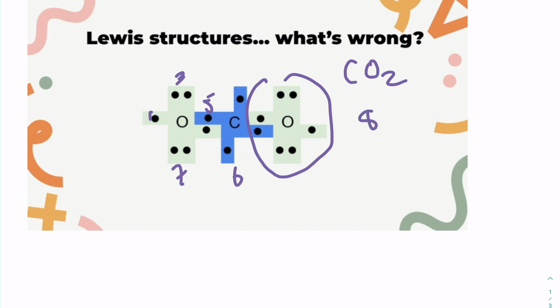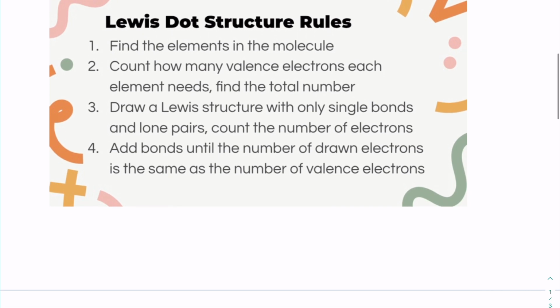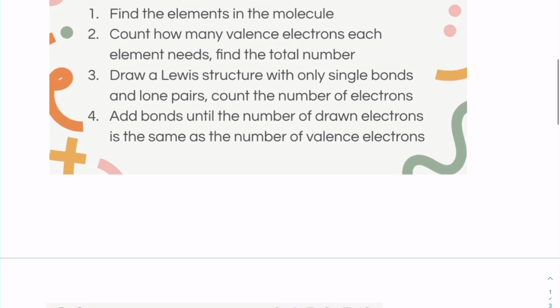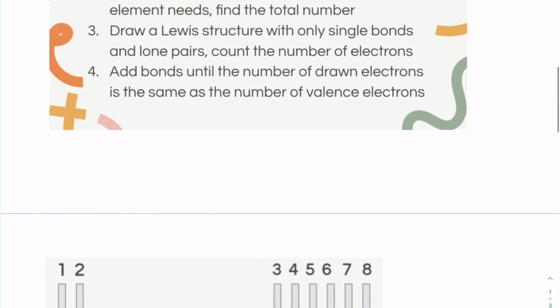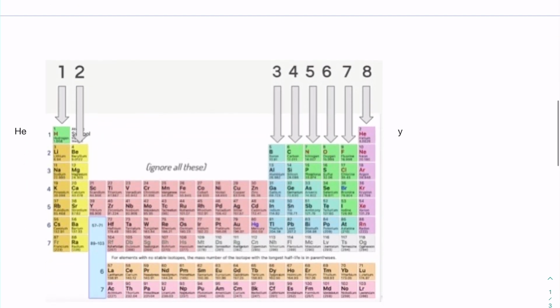So the way that we're going to move on from this is to come up with a new set of rules that will work for any molecule that we have. And so these are our rules. We're going to find the elements in the molecule that we need. We're going to count how many valence electrons each element needs, and then find the total number. We're going to draw a Lewis structure with only single bonds and lone pairs. We'll count the number of electrons, and then we will add bonds until the number of drawn electrons is the same as the number of valence electrons. So let's put that into practice.